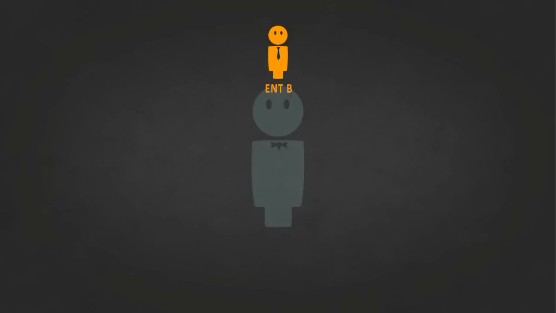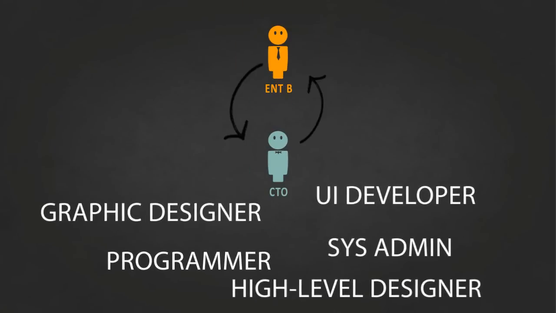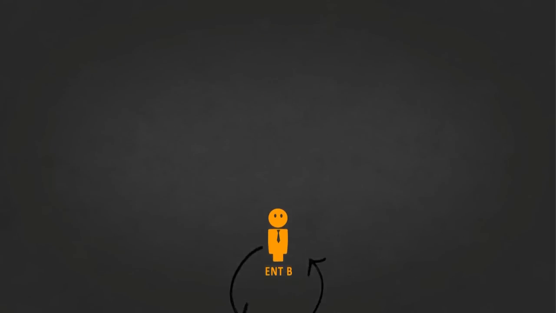In the world of Entrepreneur B, the CTO does all the procurements, negotiations, and interactions. This entrepreneur's experience looks more like this.